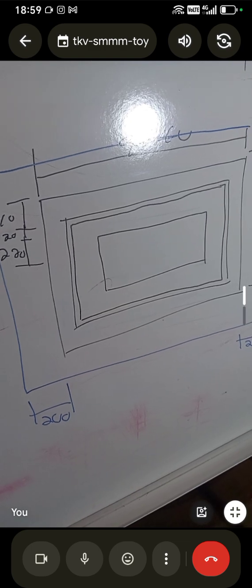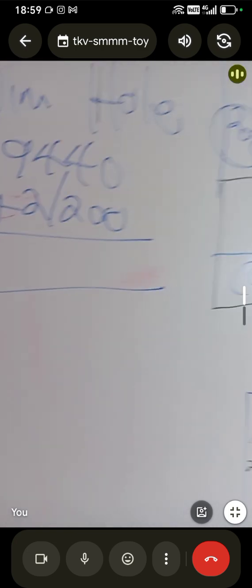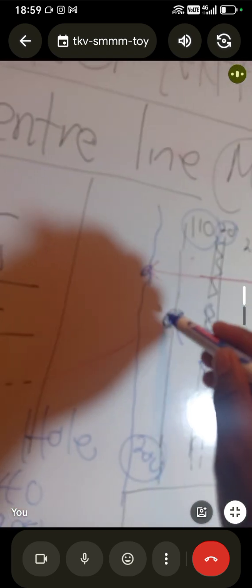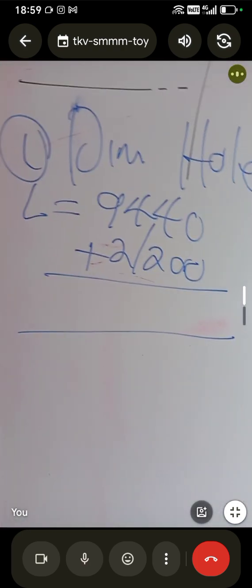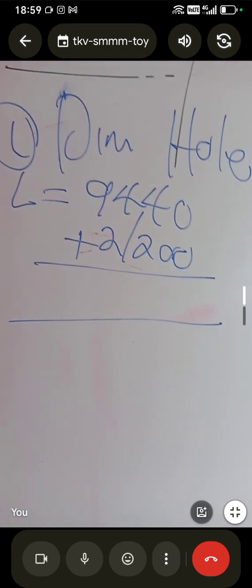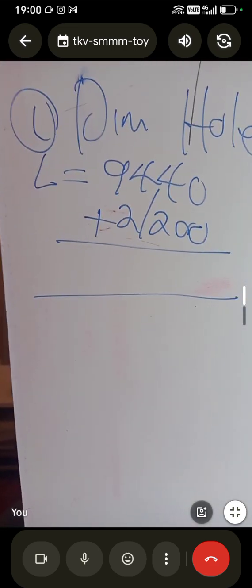So now the first question said find the dimensions of the hole. You said I need to know from this point to this point. So you just said I have from this point to this point. I just have to extend the 200 for me to get the total length. Extend the 200 on both sides. You get it? And then what was the answer when you punch? What is the answer when you punch?